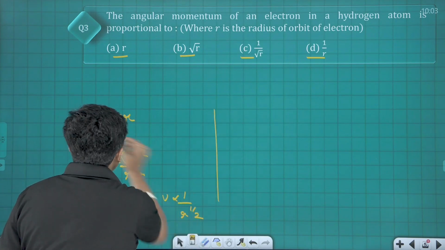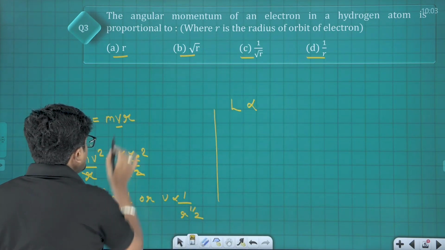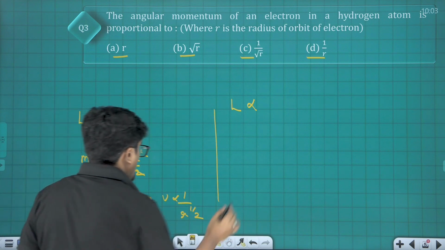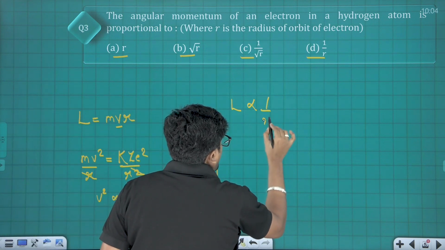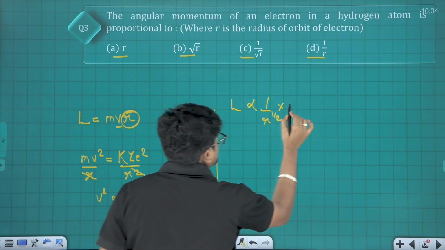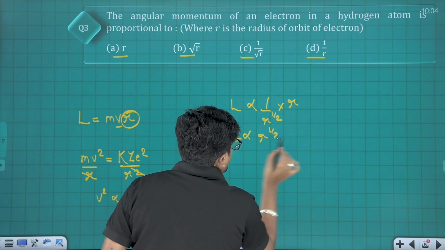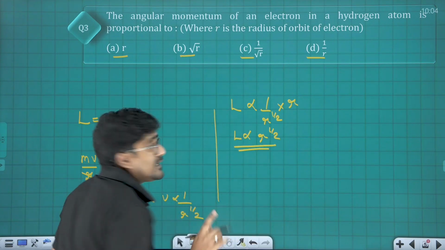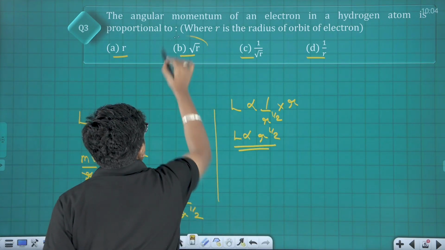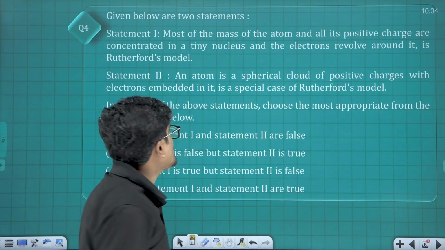Okay, now have a look. Now I can have L proportional to, instead of v I can have it as what? 1 by r raised to 1 by 2 into, here this is r. So L is now proportional to r raised to 1 by 2. That means option B must be the correct answer in this case. Alright. Next is question number 4.